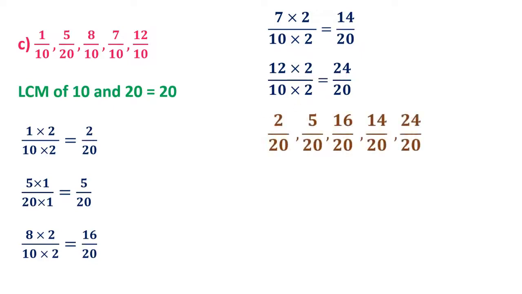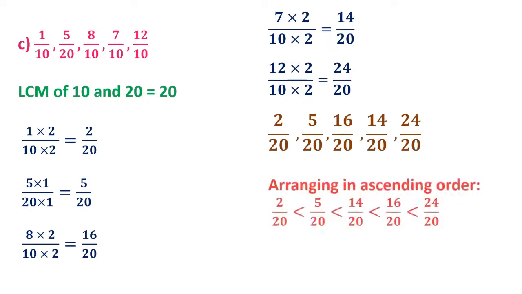So children, you can see here now we have these fractions, and when we arrange them according to the ascending order, we have 2 as the smallest. Now when we are comparing the like fractions numerators, the numerator which is having the smallest number, that is the smallest fraction. So 2 is the smallest number over here, so we are writing 2 by 20 as the smallest fraction. Then comes 5 by 20, then 14 by 20, 16 by 20, and 24 by 20.